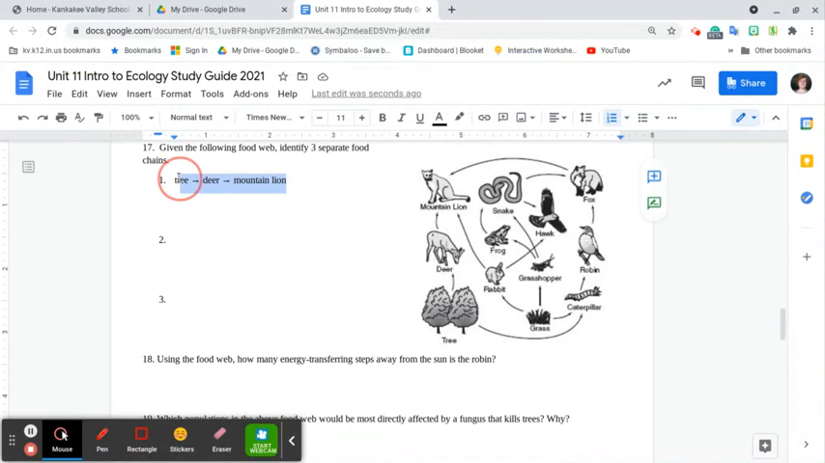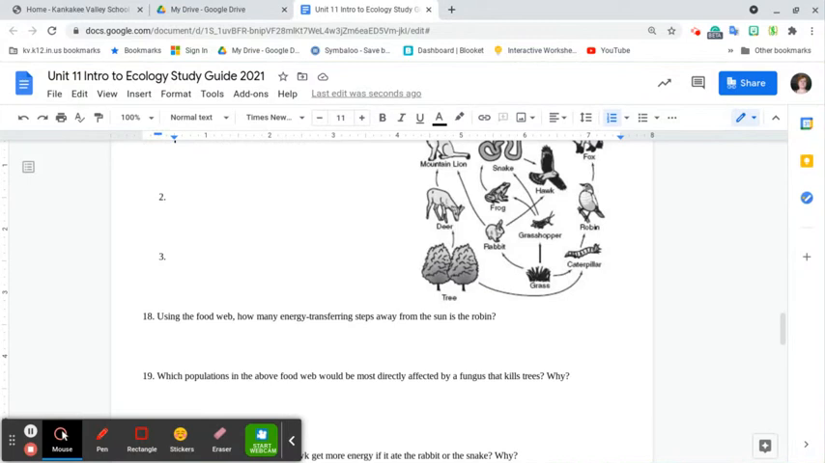Okay, so using the food web, how many energy transferring steps is the sun from the robin? Okay, so this is a trophic levels, in other words. So the tree is the first trophic level. The caterpillar is the second trophic level. So the robin is the third trophic level, and that's exactly how I would put it. The robin is the third trophic level away from the sun.